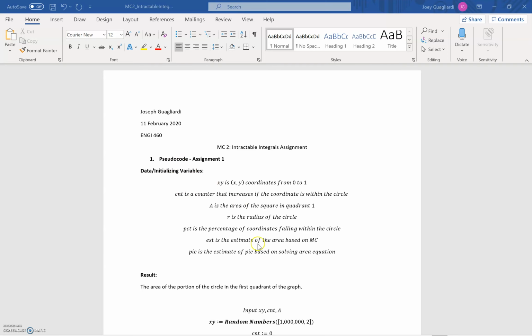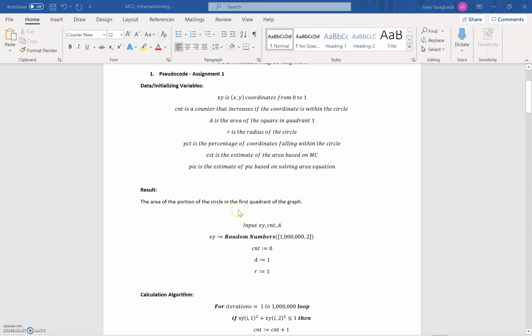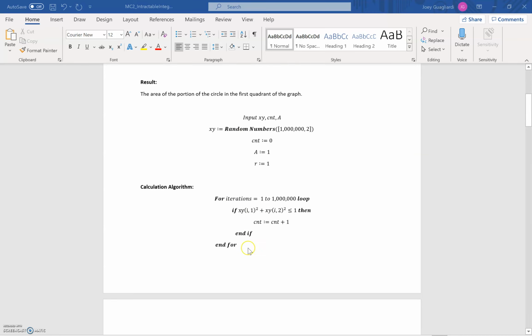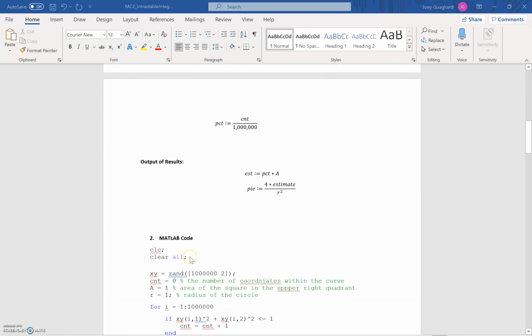So as you can see, I have some of my pseudocode here, and I'm defining some of the variables. The rest of my pseudocode is found down here, and I also have my MATLAB code here.